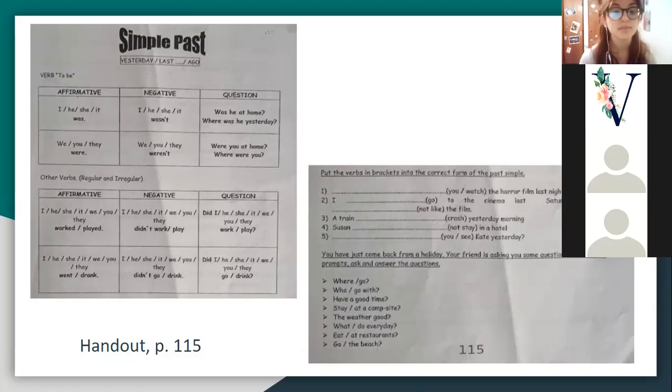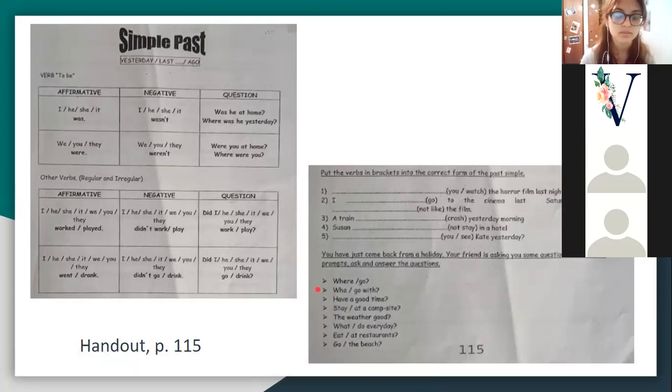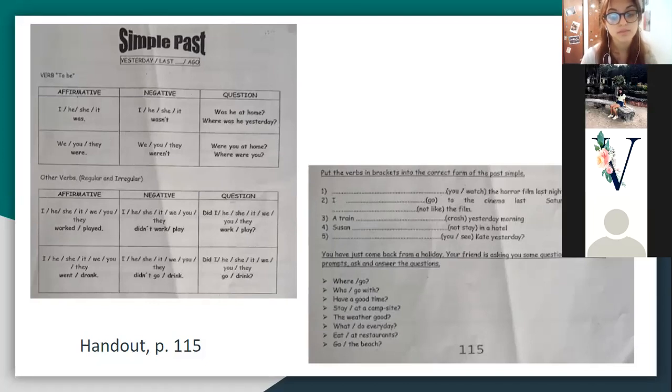Let's see, Igna. Where did you go? No. The second one. Oh, okay. Who did you go with? I went with my family. Okay, very good. Valen, Rosel. Yes, Miss. Did you have a good time? Yes, I did.